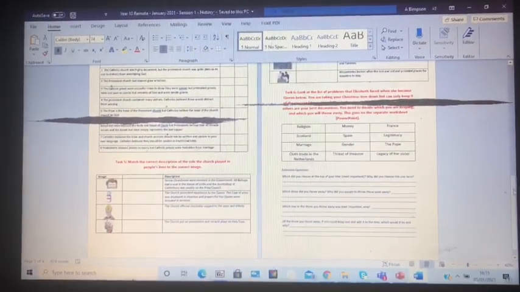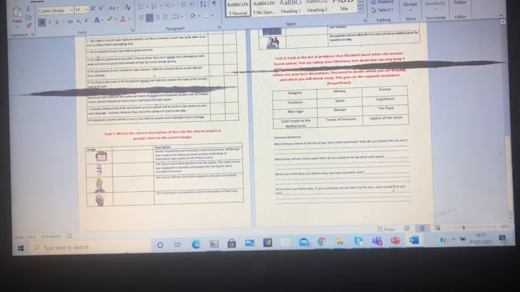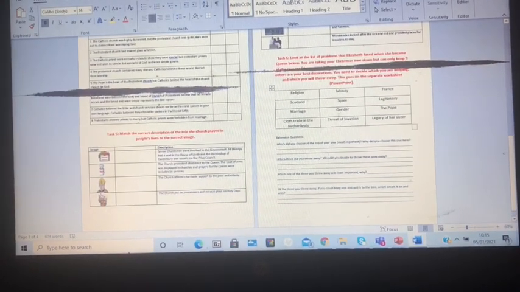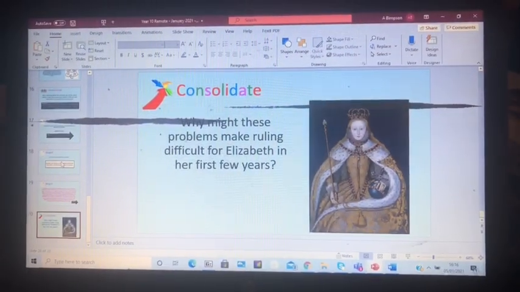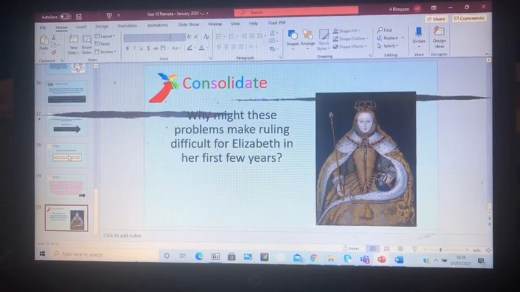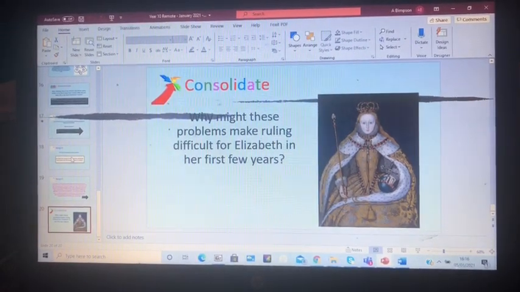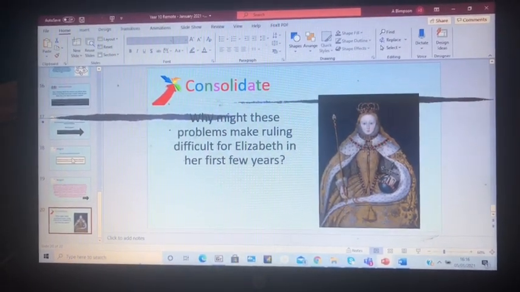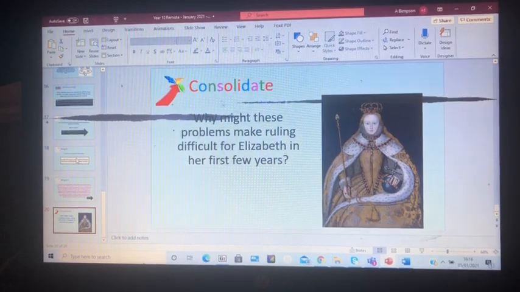Once you've done your Christmas tree, then you fill in these extension questions here that would support this. Once you've completed your Christmas tree, then you go on to consolidate. Why might these problems make ruling difficult for Elizabeth in her first few years? So have a think about that.